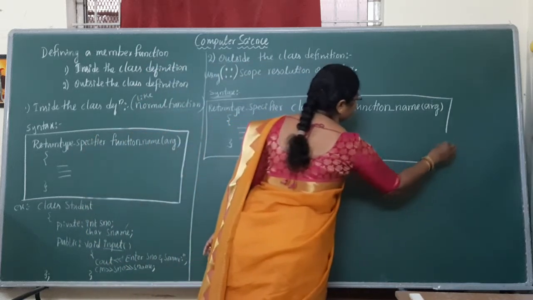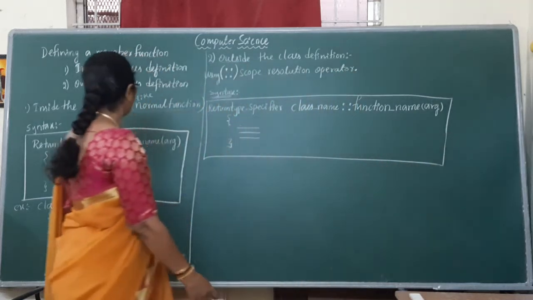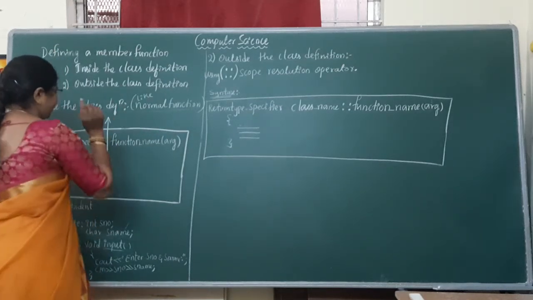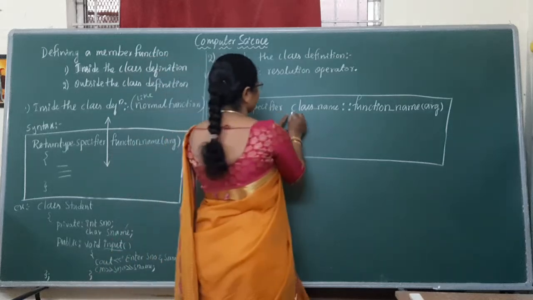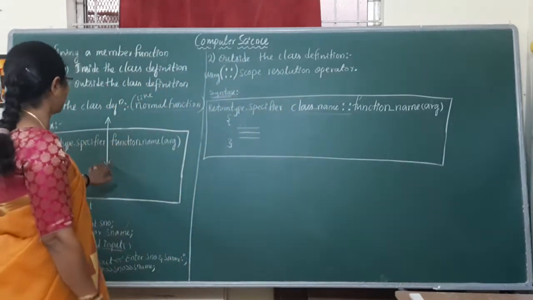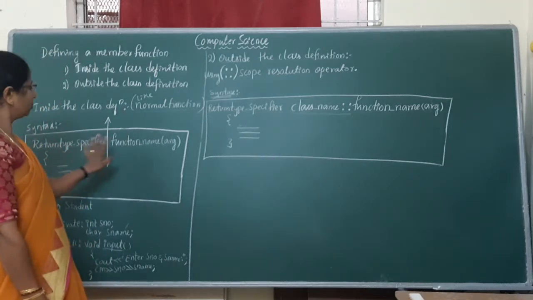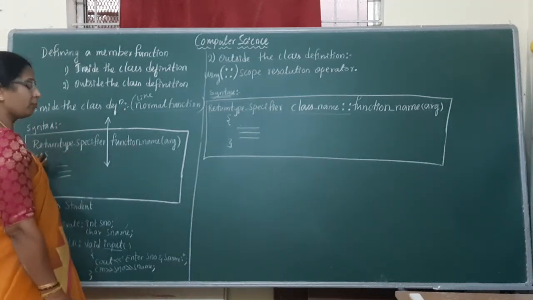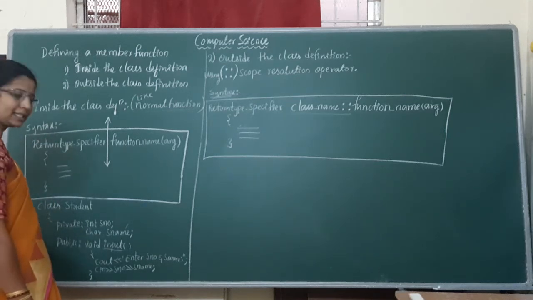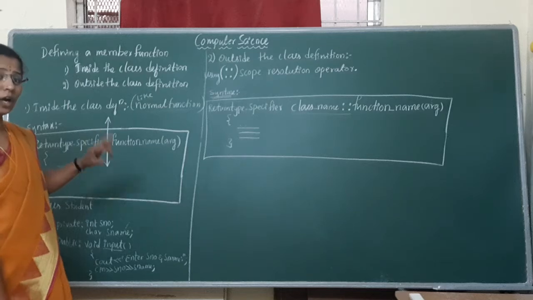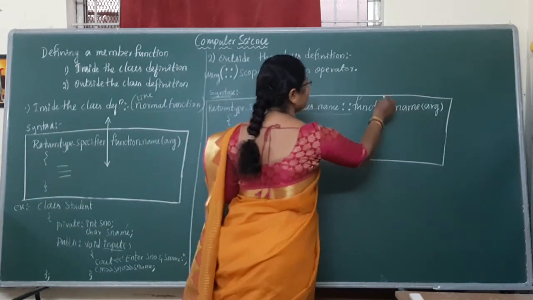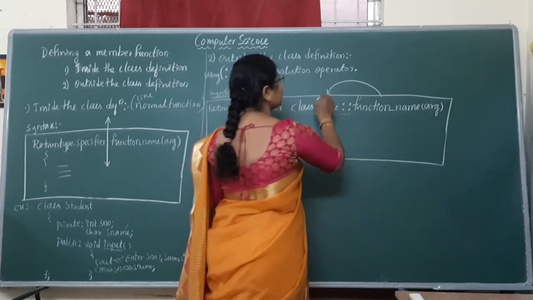Please compare both the syntaxes. Here in between we have added something. What we have added? This much: class name and scope resolution operator. Written type specifier, function name, below the body, that we use this syntax to define inside the class. When we are writing outside, we should identify which particular class this function belongs to.